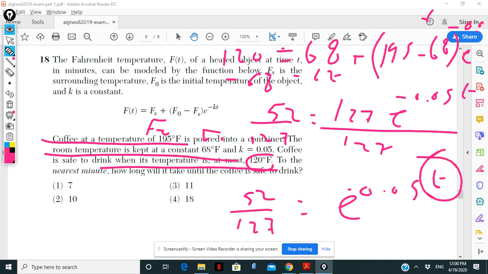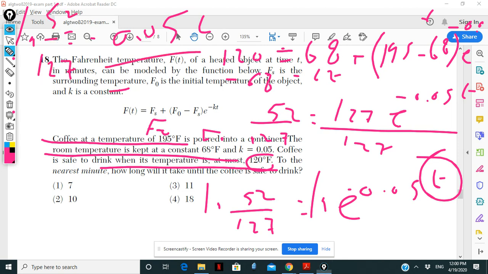My variable is in the exponent, so I'm taking ln. So negative 0.05 t equal to ln of 52 over 127. Divide both sides by negative 0.05, so it comes to 17.8 something, and when you round it, it goes up to 18.